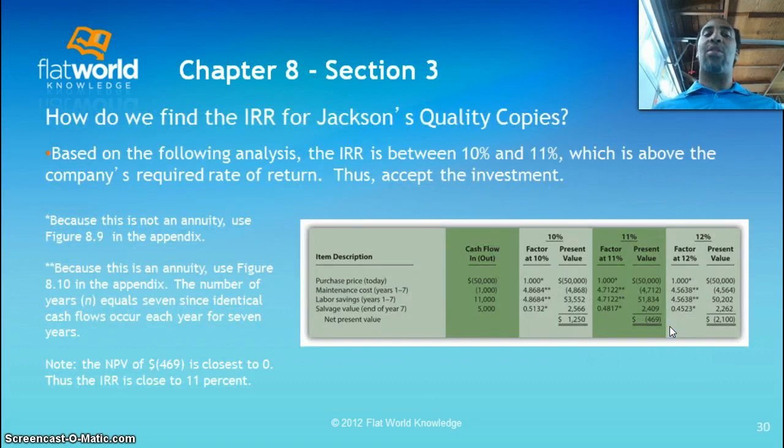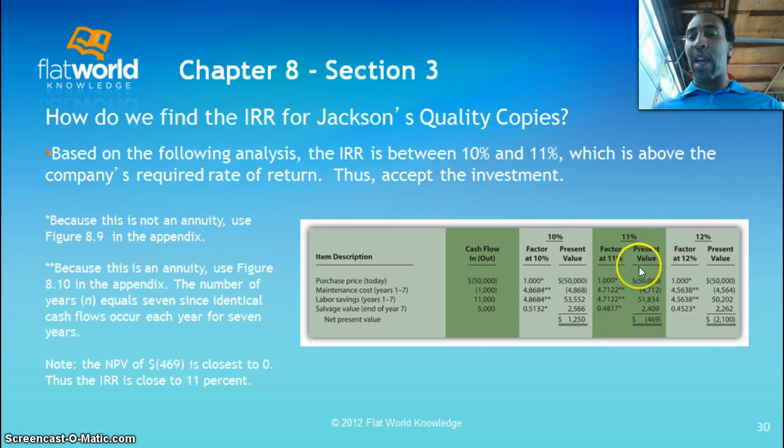So how do we find internal rate of return for Jackson's Quality Copying? Based on the following analysis, the internal rate of return is between 10% and 11%, which is above the company's required rate of return. Thus, we will go ahead and accept the investment. So if you remember what we did, and you look at these numbers here, you see the 50,000 and everything. And your factor at 10% is there, and here's your present value at 1,250.